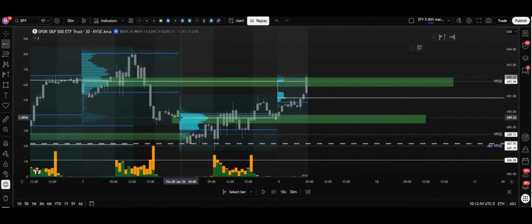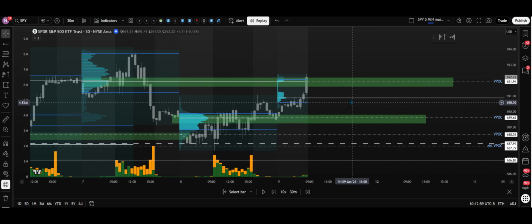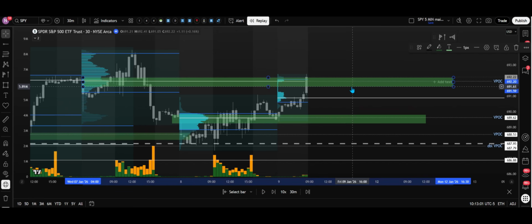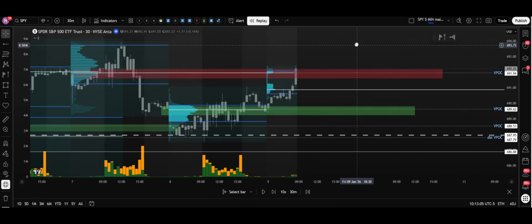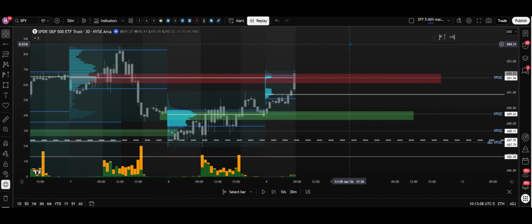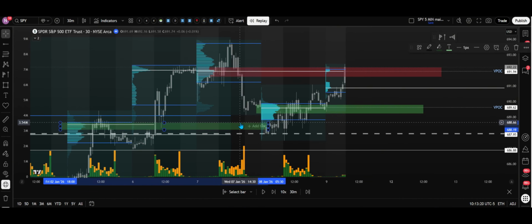Okay, and then this was our point of control from the previous day. Let's go ahead and mark that as well. I'm just going to make this one red. All right, so as we start the market this morning, we have a pullback that pulled back to our long-term point of control for the previous uptrend.